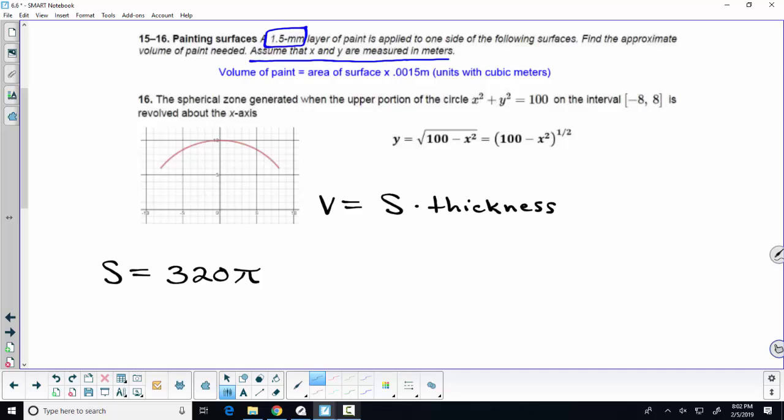It doesn't say round or anything, so whatever. And then the volume is the surface area times the thickness. So I think from there it's straightforward, but we'll go with 398.36 cubic meters of paint.